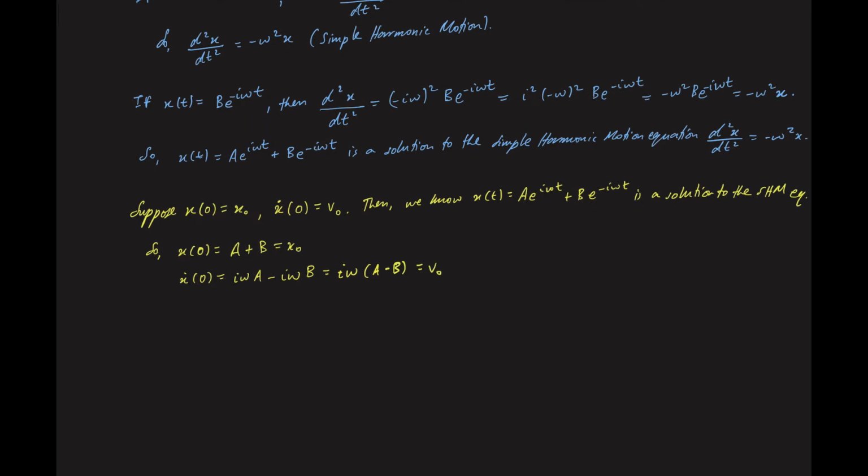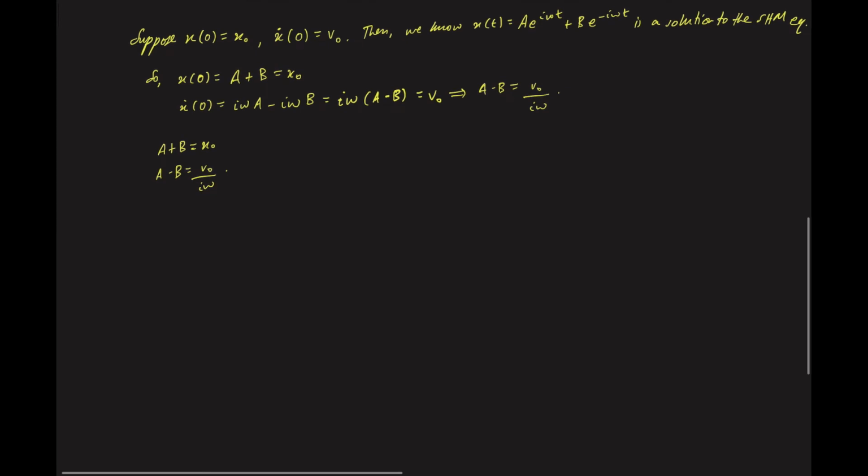Okay, so from this step, we notice that dividing both sides by i omega gives us v naught over i omega is equal to A minus B. So we have two equations here: A plus B equals x naught, and A minus B equals v naught over i omega.